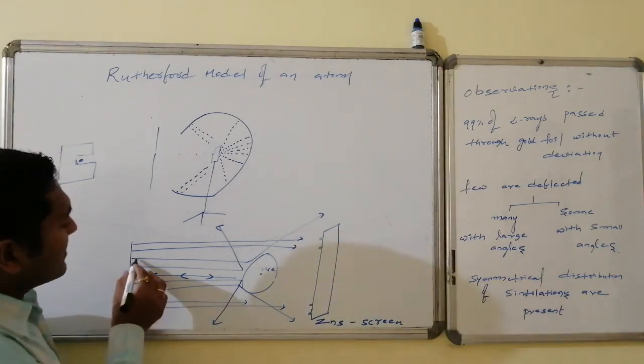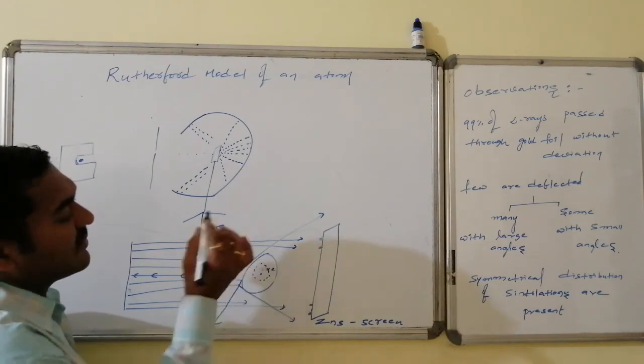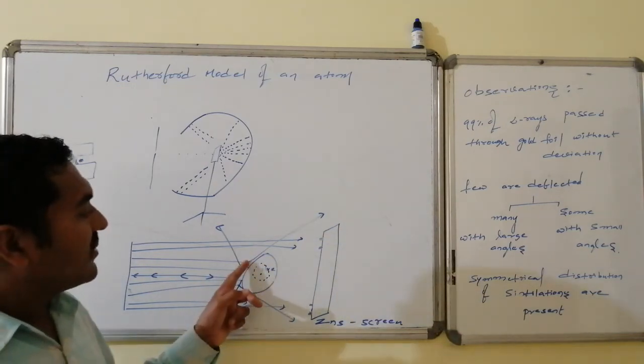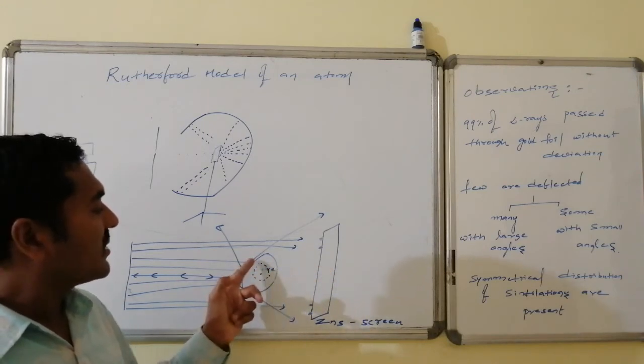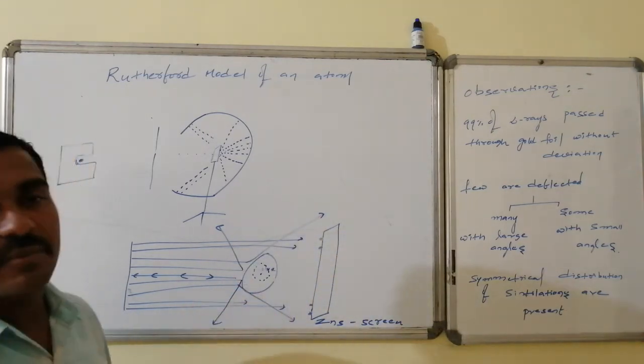Whereas see here, this alpha ray, when it comes to the sphere of influence of the nucleus, deviation starts. Therefore it is deviated, it has to travel in this direction. Now it is moving with some deviation angle. Here also it is moving with some deviation angle.